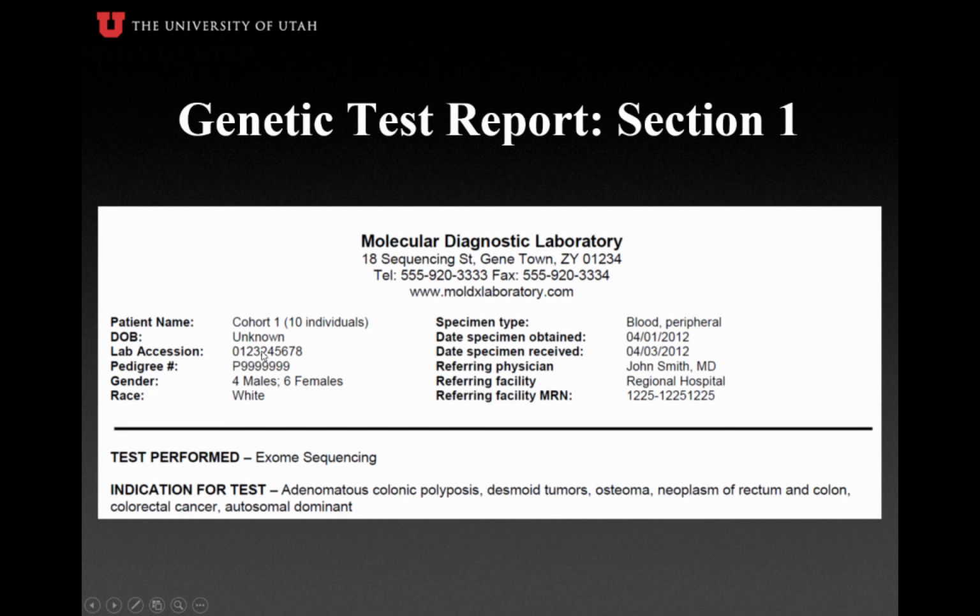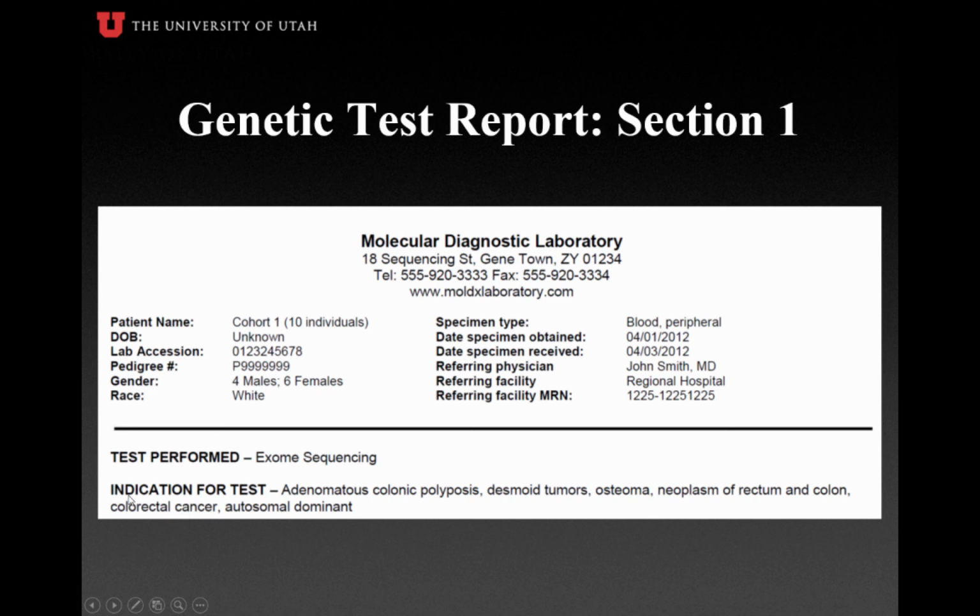In general, this section lists information like the patient's name, date of birth, pedigree number that that individual belongs to, the gender and race of that individual, as well as information about the type of sample specimen they obtained as well as when it was obtained. Most of this data is extraneous for us as we did not directly sample these individuals, but it gives you the general idea of what one might see in such a report. The values that are relevant to us include the number of individuals, in this case 10 in the cohort, the number of males and females, 4 and 6 respectively, and the race of these individuals, which is white.